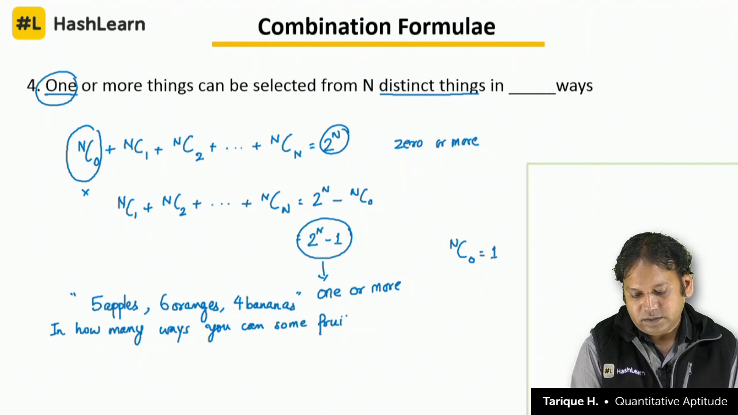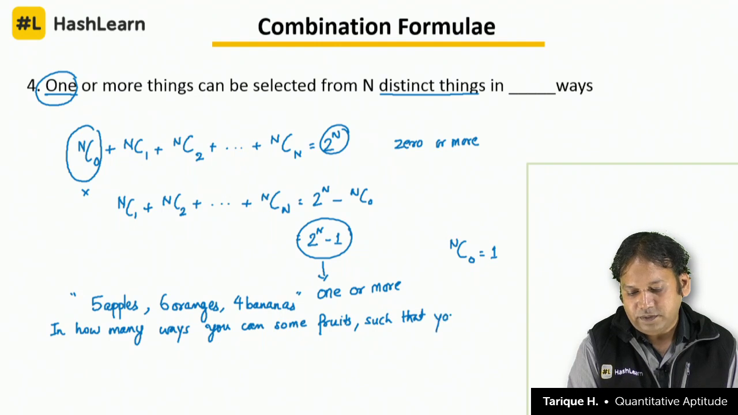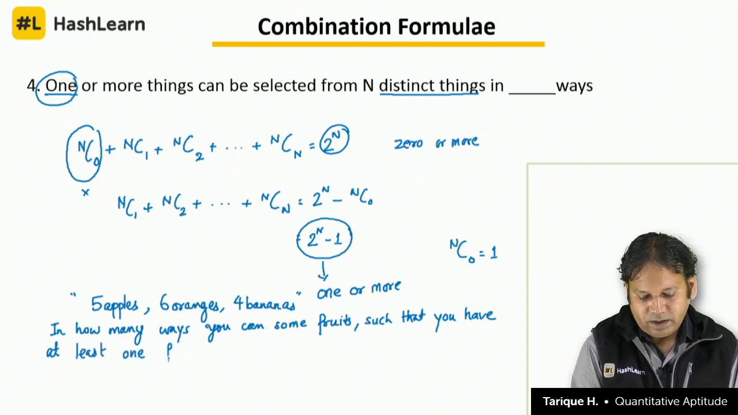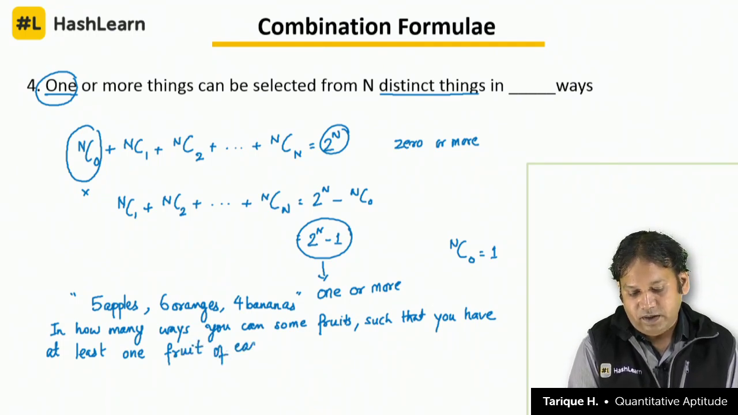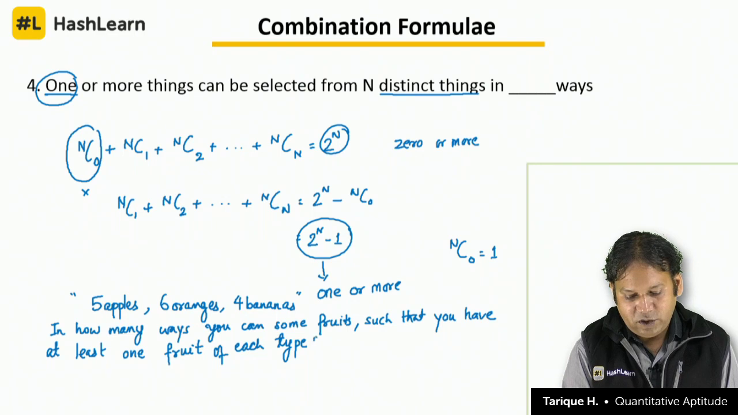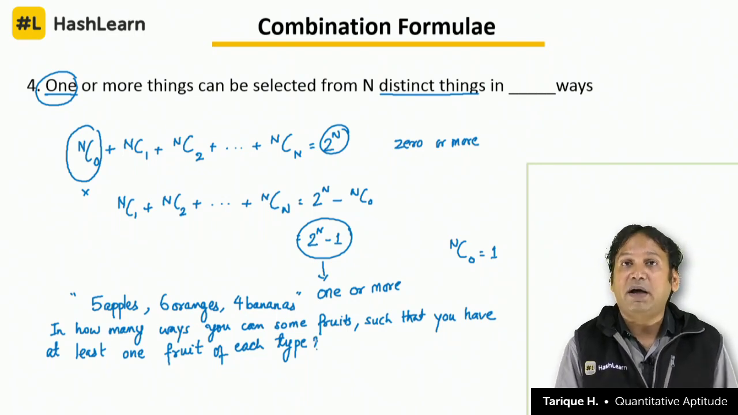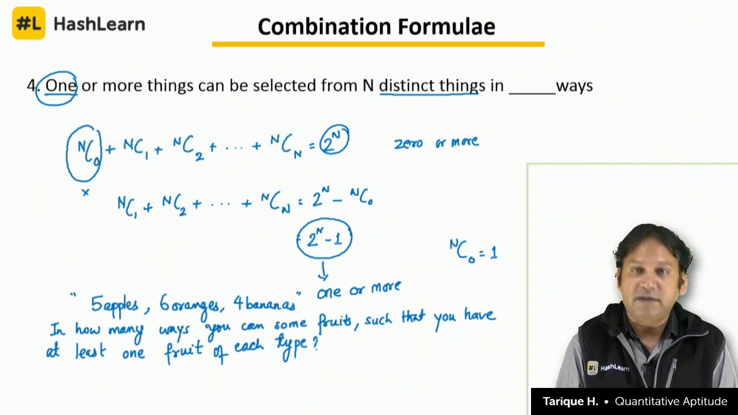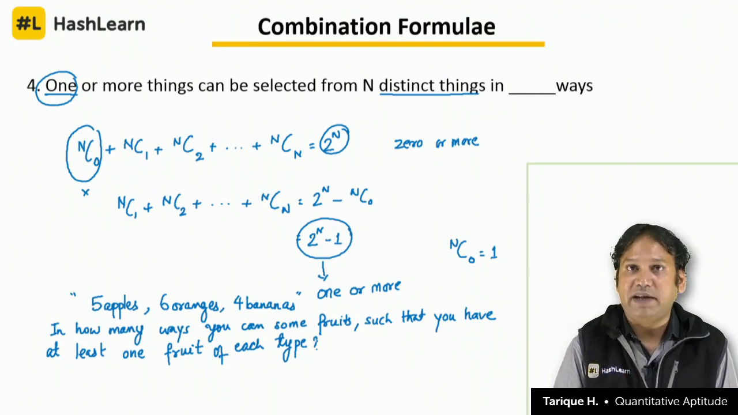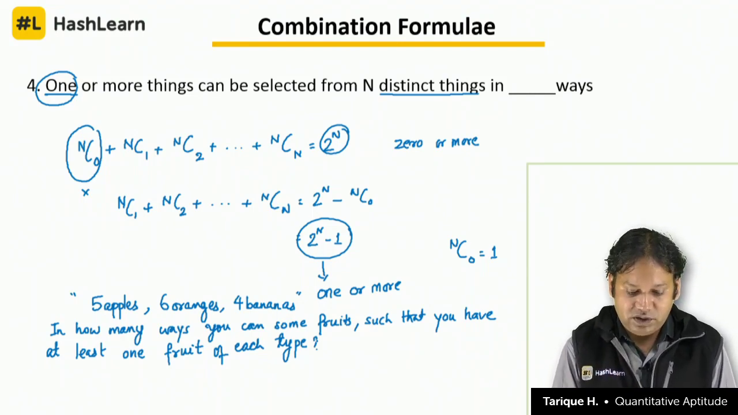Such that you have at least one fruit of each type. We are adding a condition here, one fruit of each type. You are not going to select 0 fruits, okay? You have to select at least one fruit of each type. That is what is important here. In how many ways you can select some fruit from the basket which contains 5 apples, 6 oranges and 4 bananas, such that you have at least one fruit of each type. You are not allowed to select 0 apples, you have to select at least one apple. Similarly, you cannot select 0 oranges or 0 bananas.